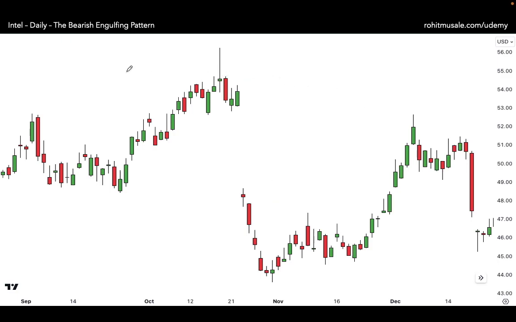Here, this pattern is not confirming any prior resistance, but the probability that the pattern will work greatly enhances if it confirms some prior resistance.